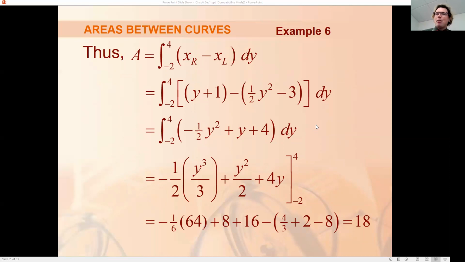I just have a polynomial, so all I'm looking for is my antiderivative. Here, my antiderivative is minus 1/2 y cubed divided by 3 plus y squared divided by 2 plus 4 times y. I have to evaluate at both my endpoints and subtract, and I find that there are 18 units of area between the parabola and the line.